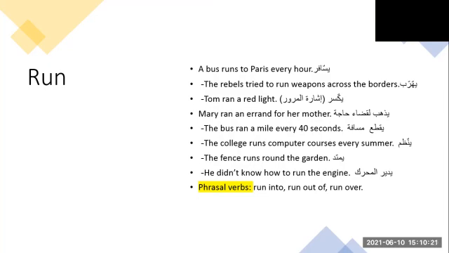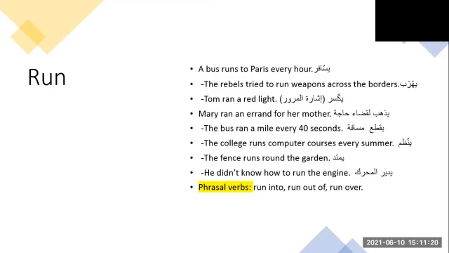The bus ran a mile every 40 seconds. يقطع مسافة ميل كل 40 ثانية. The college runs computer courses every summer. Here it means بتنظم. كلية بتنظم كورسات كمبيوتر كل صيف. The fence runs around the garden. السور بيمتد حول الحديقة. He didn't know how to run the engine. ما عرفش يشغل المحرك. So see how many meanings for just one verb, and there are other meanings.